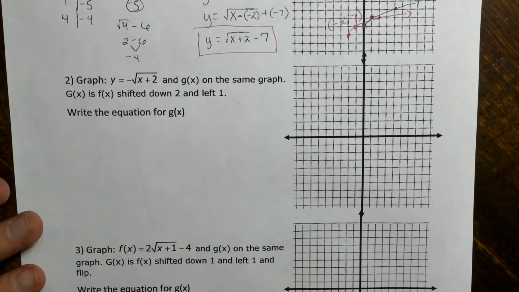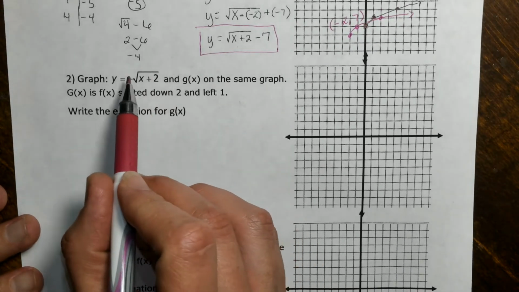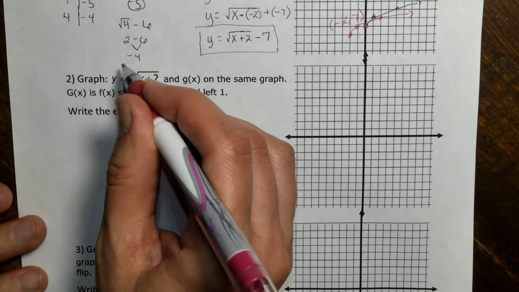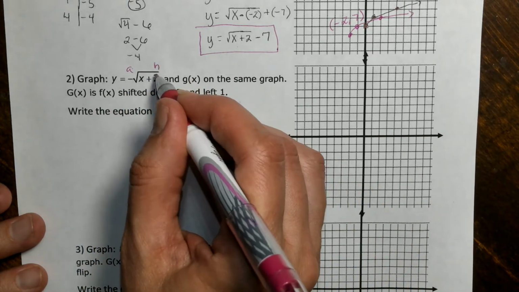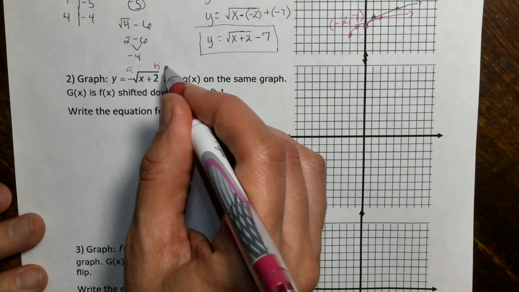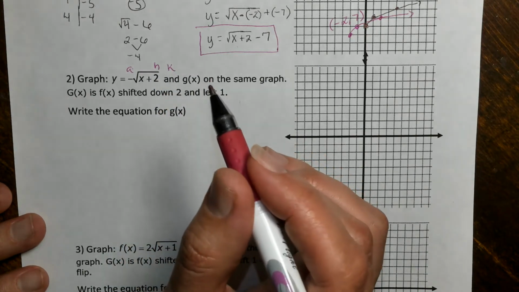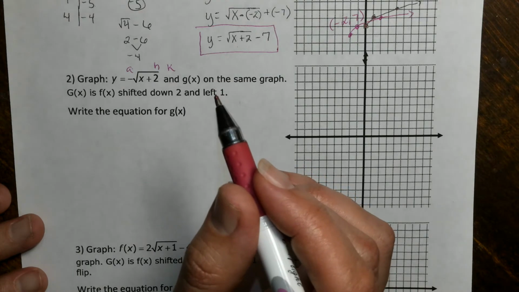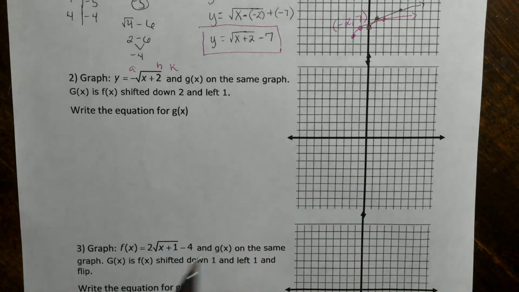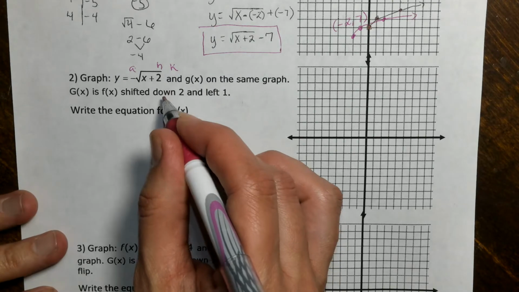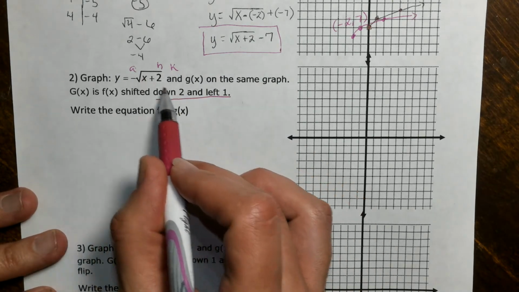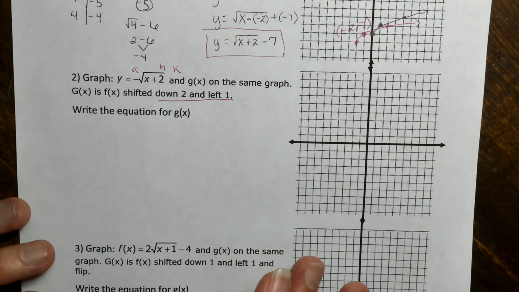All right, let's go ahead and try another. This time we can see that a is negative. Here's h, and because h is always under the radical sign, and k would be over here. So we're going to start just like we did on the other one. We're going to graph it, and then we're going to go down 2 and to the left once.